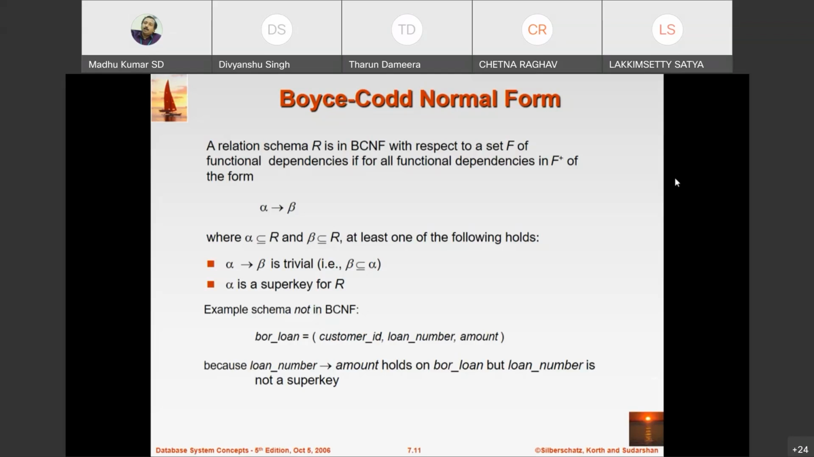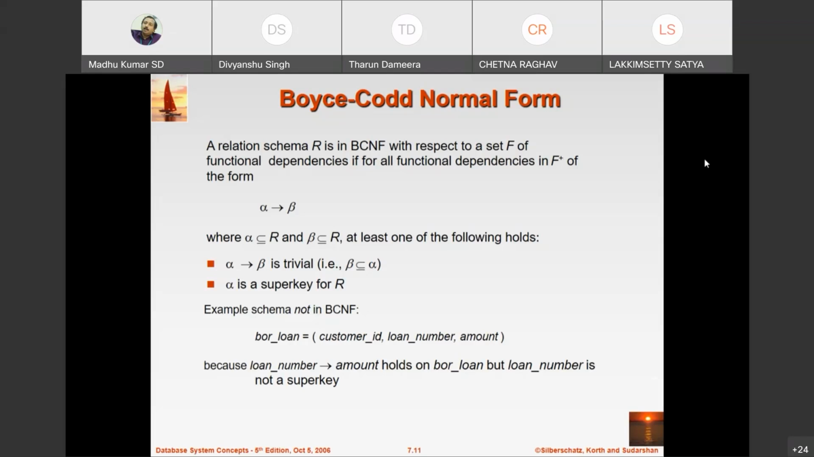So can you just say more on that? What exactly does it mean? That means alpha has to uniquely identify all the attributes of the relation, or the beta of the functional dependency should be a subset of the alpha, sir. Okay.